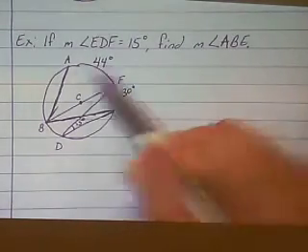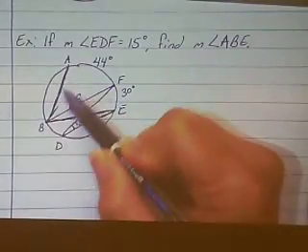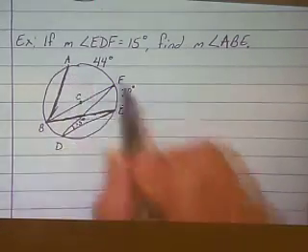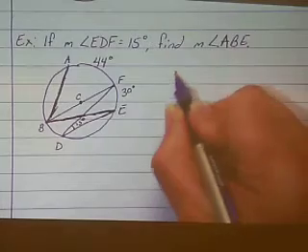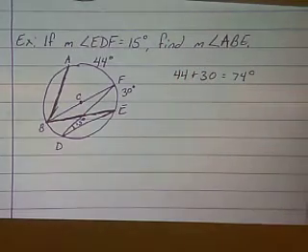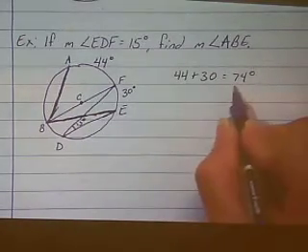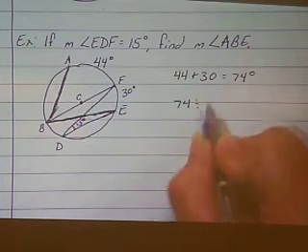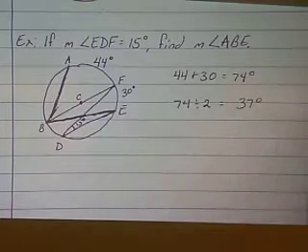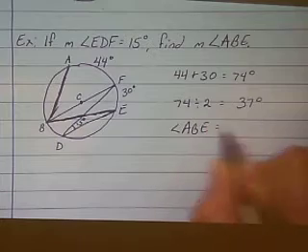We are given that arc AF is 44 degrees. Our angle ABE is intersecting the circle from A to E, so the entire arc is 74 degrees. To get our angle, all we have to do is divide this in half, which will give us 37 degrees. So angle ABE is 37 degrees.